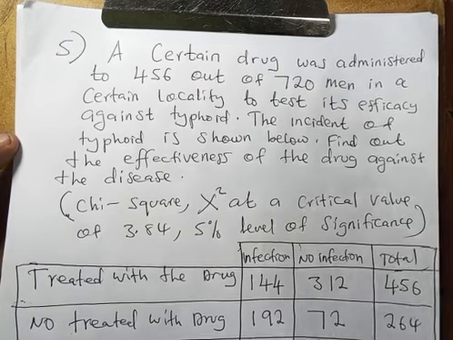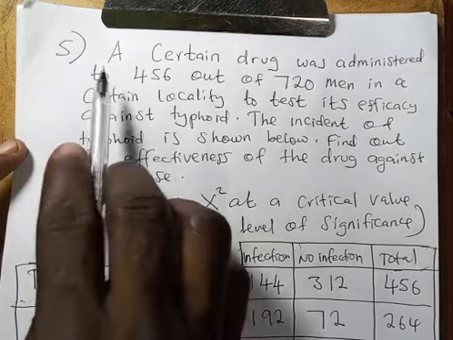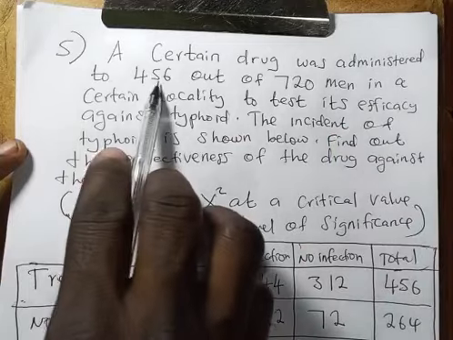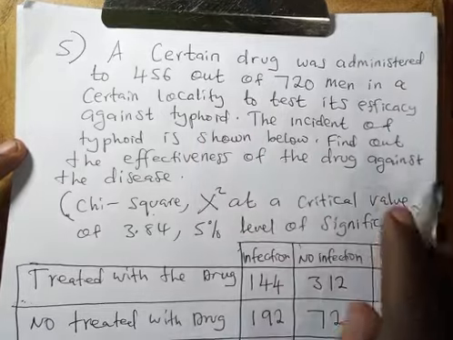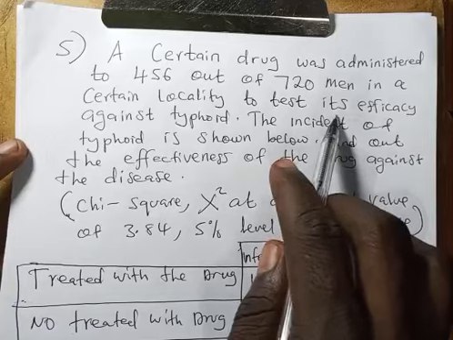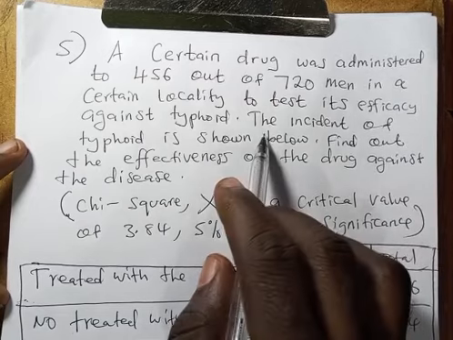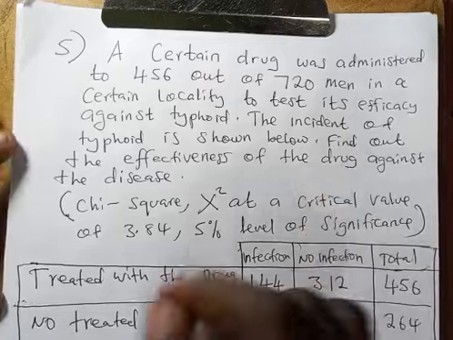Let's look at question 5. Question 5 is talking about testing hypothesis. So let's go through the question together. A certain drug was administered to 456 out of 720 men in a certain locality to test its efficacy against typhoid disease. The incidence of typhoid is shown in the table below.